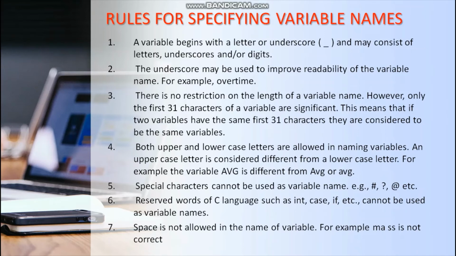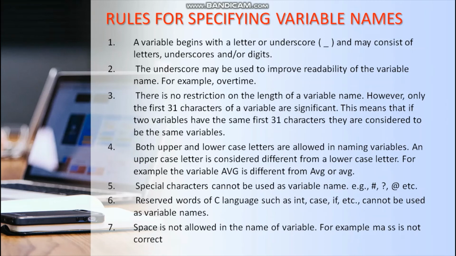The third rule: the maximum length of the variable name should be 31 characters. That is significant. If the variable name is more than 31 characters, only the first 31 characters are considered and the rest are hidden. So the length of your variable name should be within 31 characters, not more than 31.